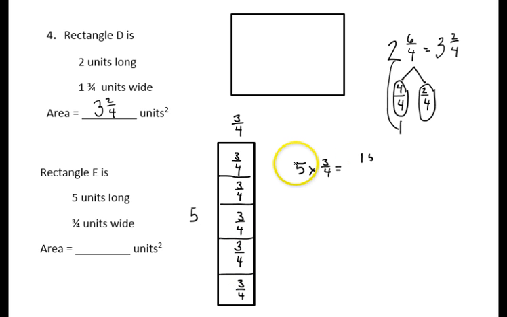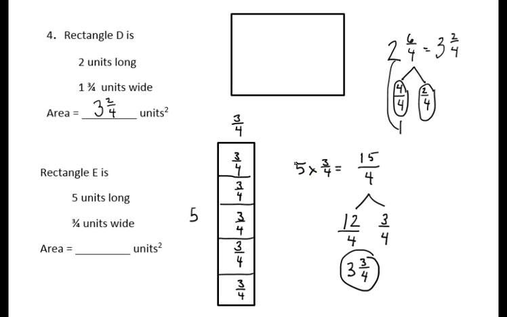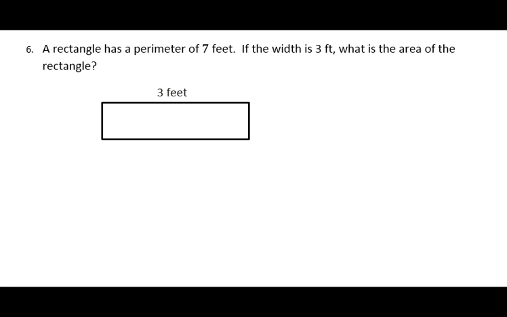I have 15 fourths. Let's break that down to show it as a mixed numeral. Since I'm working with fourths, I can take 12 fourths to make 3 wholes, and then that would leave me 3 more fourths. So my final answer is 3 3/4. So a rectangle that is 5 units long and 3/4 units wide would have an area of 3 3/4 square units. Let's look at one more question.